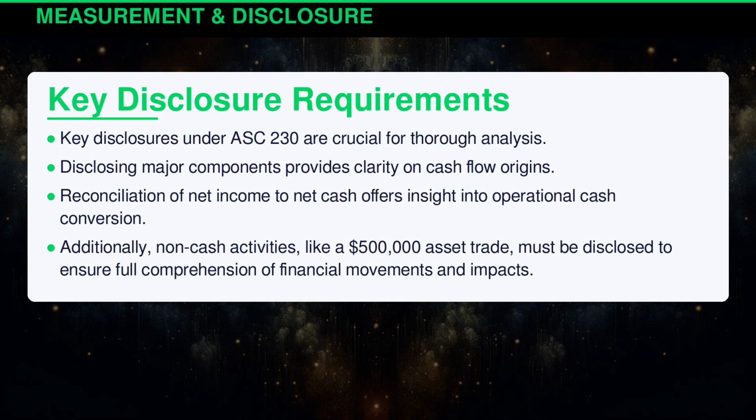Disclosing major components provides clarity on cash flow origins. Reconciliation of net income to net cash offers insight into operational cash conversion. Additionally, non-cash activities, like a $500,000 asset trade, must be disclosed to ensure full comprehension of financial movements and impacts.